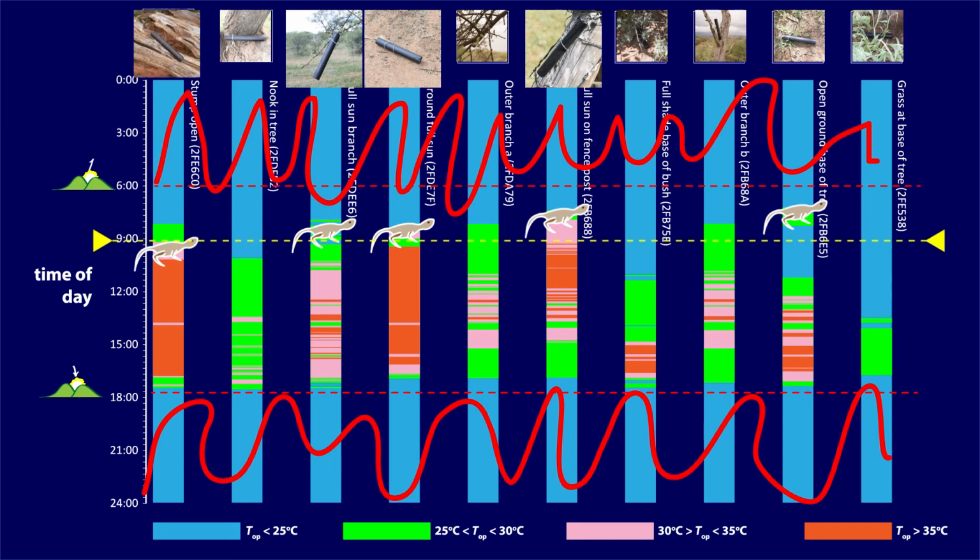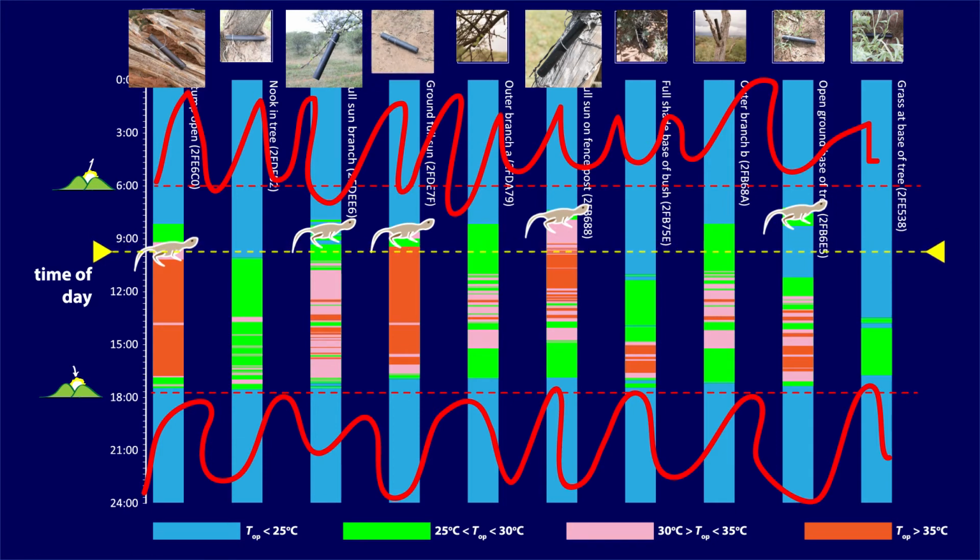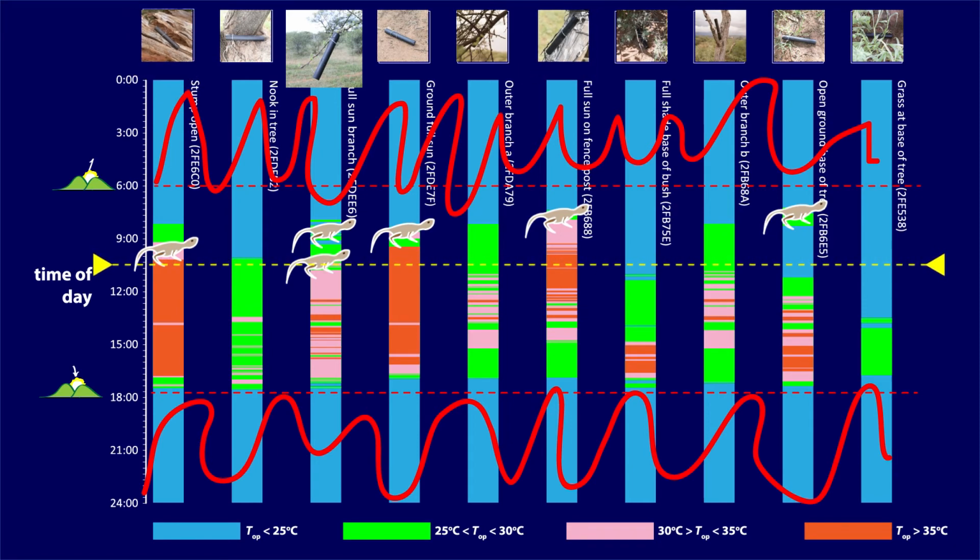By about 9 a.m., something interesting starts to happen. Microclimates that were favorable earlier, like sitting on the fence post in full sun, now become too hot, and the best site is now the stump in full sun. Through the midday hours, from 11 a.m. to 3 p.m. or so, the range of microhabitats that provide suitable microclimates expands considerably.